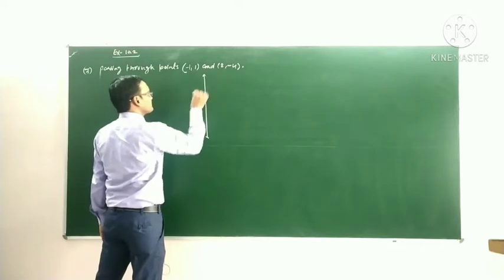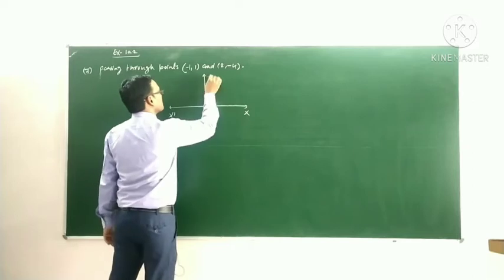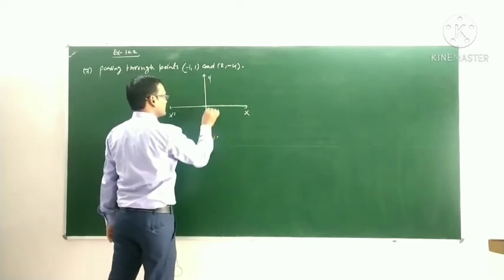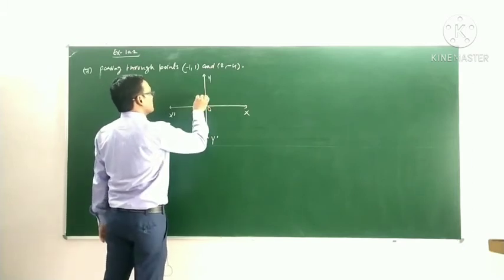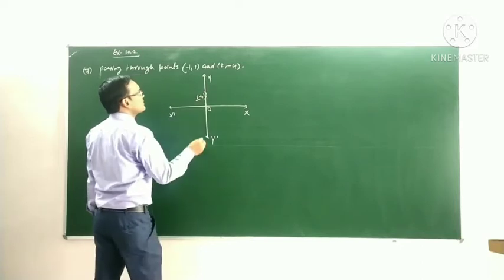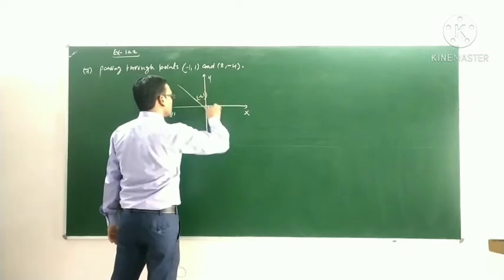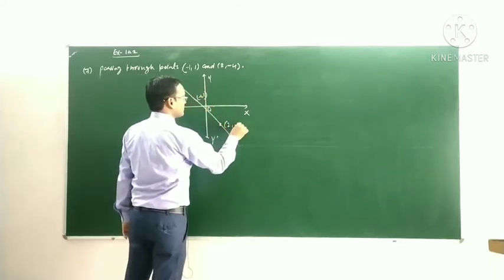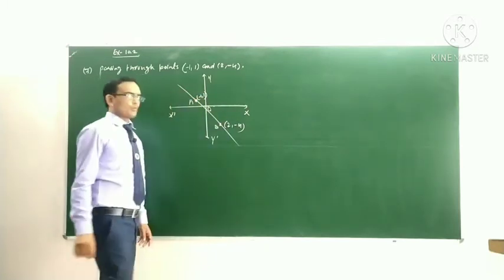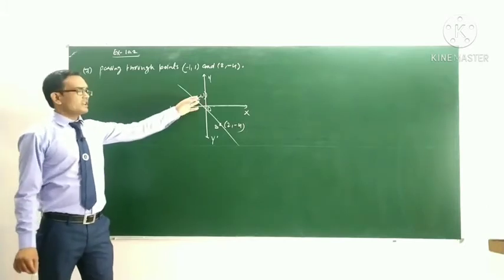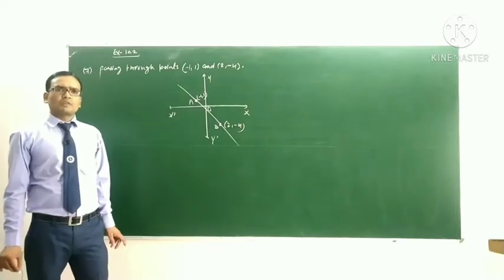Okay students, x1, y1 is (-1, 1) and x2, y2 is (2, -4). The line passes through the two points: the first point is (-1, 1) and the next point is (2, -4).